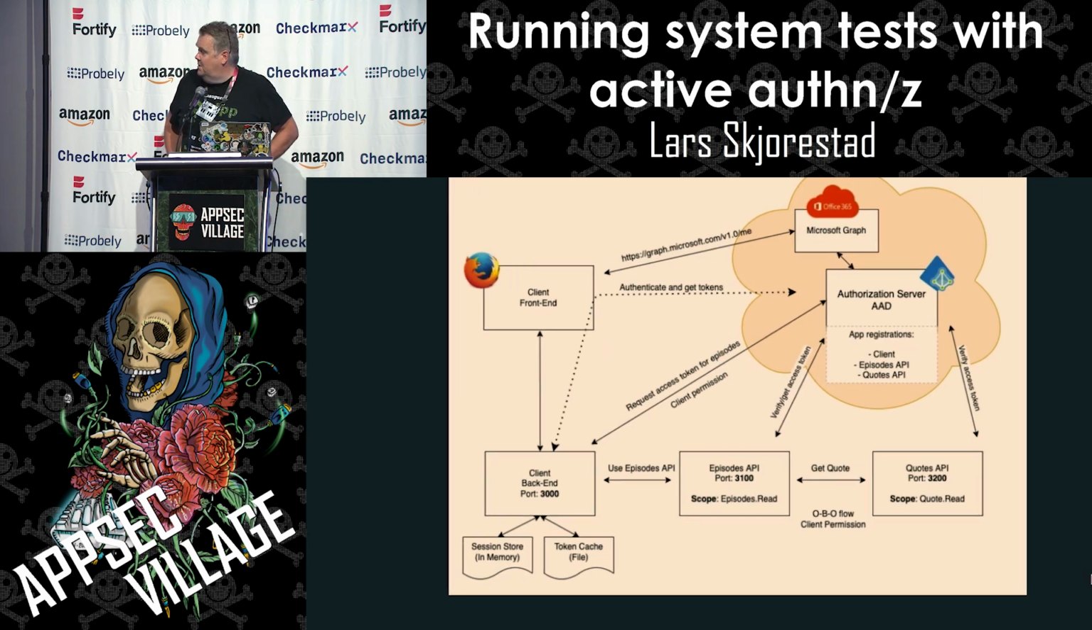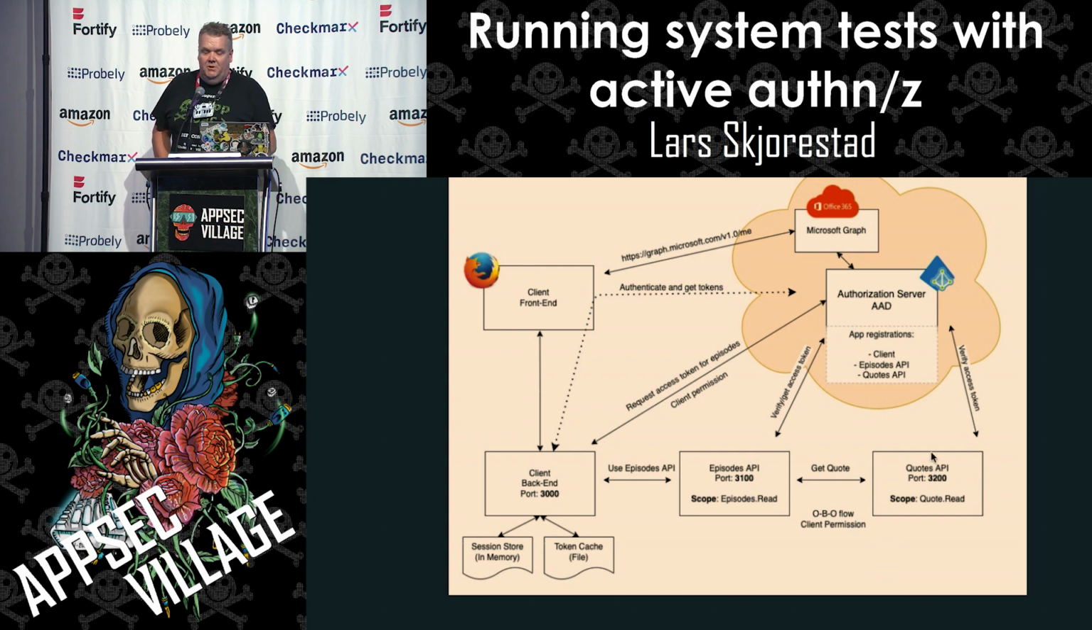Something like this. So what happens is that we have a backend client here, which is serving the front end to the client. That's a web thing. The backend client has a session store, which in our example is in memory. It has a token cache file to manage the access tokens it gathered. And we're using the front end for backend pattern here, so there are no tokens stored on the client and so on. We have the episodes API, which is an API on its own, and we also have the quotes API.